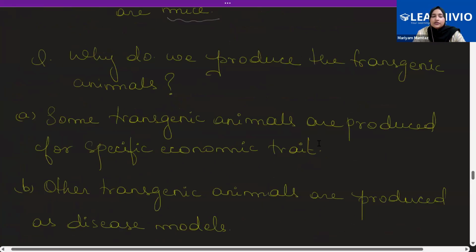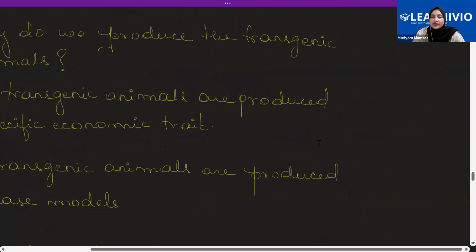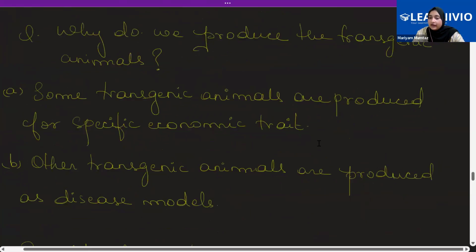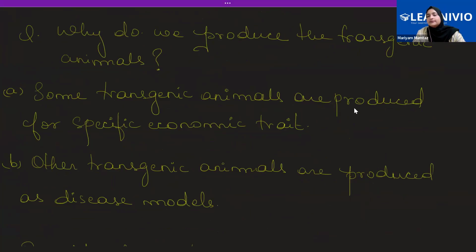What's the need? So some transgenic animals are produced for specific economic traits. Meaning you may need something. For example, cows. Cows provide milk. But sometimes cows are providing milk with less fat content. So maybe you modify the genes of that cow to produce milk with higher fat content, right? So now you're getting an economic trait out of them.